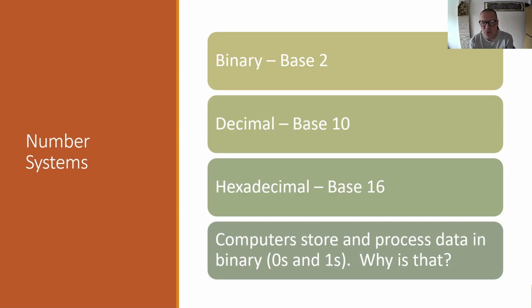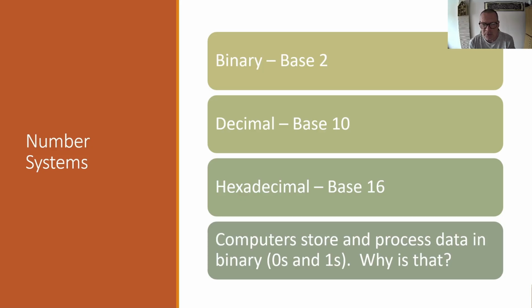So computers store and process data in binary form, in the number system binary. These are zeros and ones. And why is that? That's because computers are based on switches. Digital computers use transistors as switches to decide whether something is true or false, or has one value or another value. So the fact that it's a switch means that zeros and ones are the most appropriate number system.